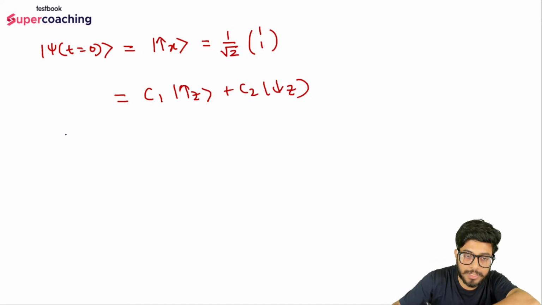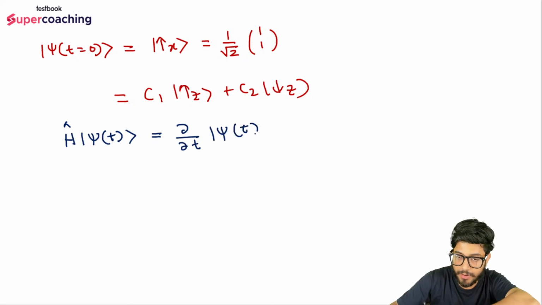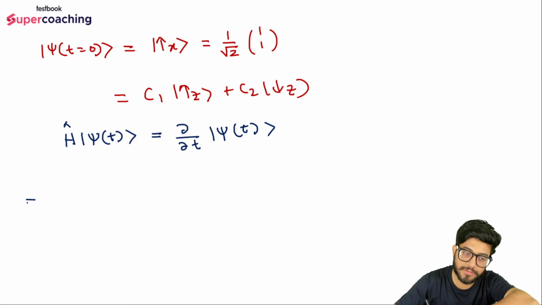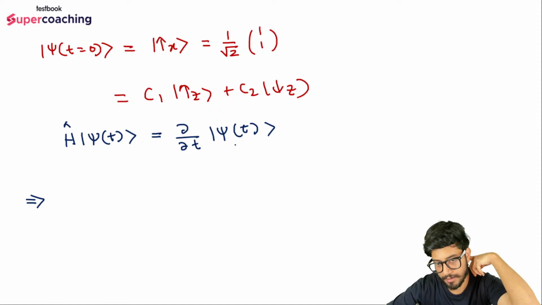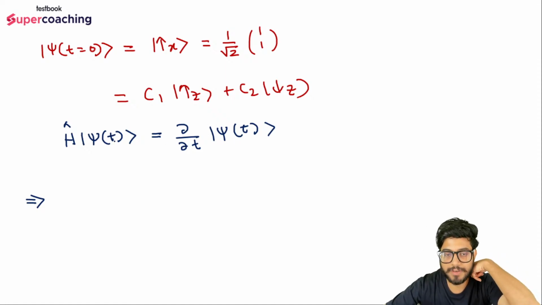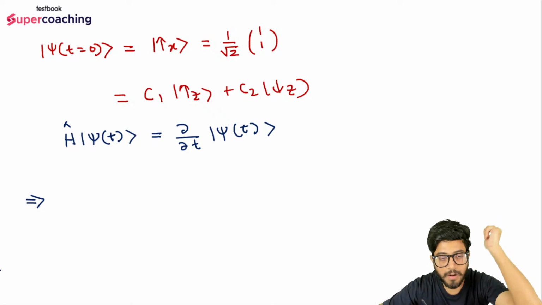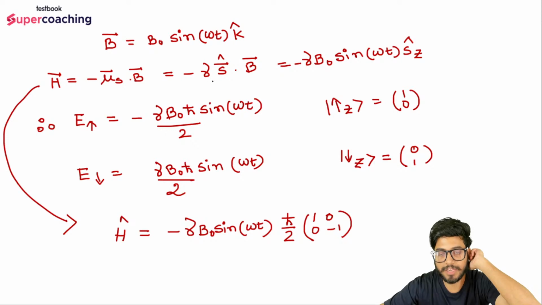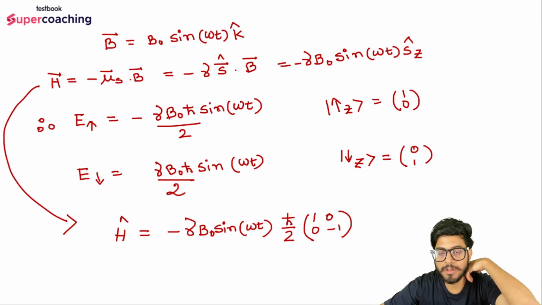How? We all know the most general Schrodinger equation: H cap psi of t equals i h cut times the partial differentiation with respect to t of psi of t. If we know this, then tell me what will be my psi of t. I can write it as H cap psi of t equals i h cut d psi by dt. So you know the value of H cap, that is gamma B naught h cut by 2.